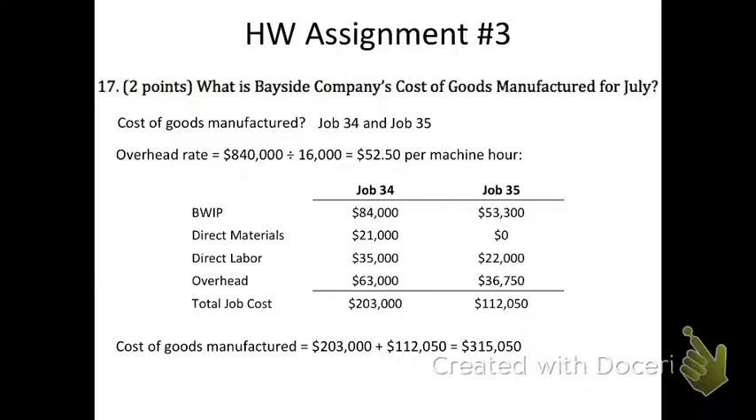Now, if one of these jobs were sold, let's say, for example, job number 35 was sold, then cost of goods sold would be $112,050.